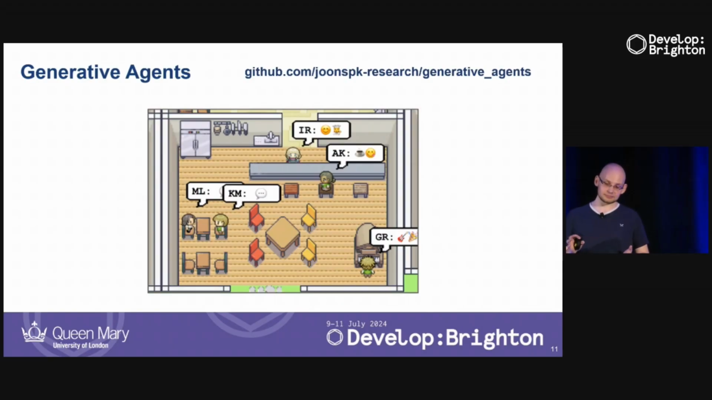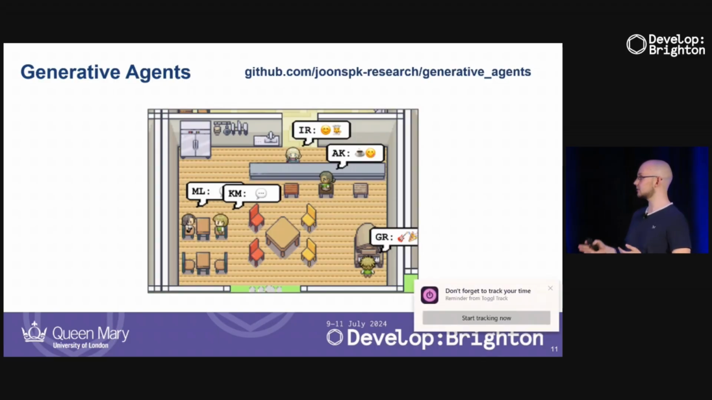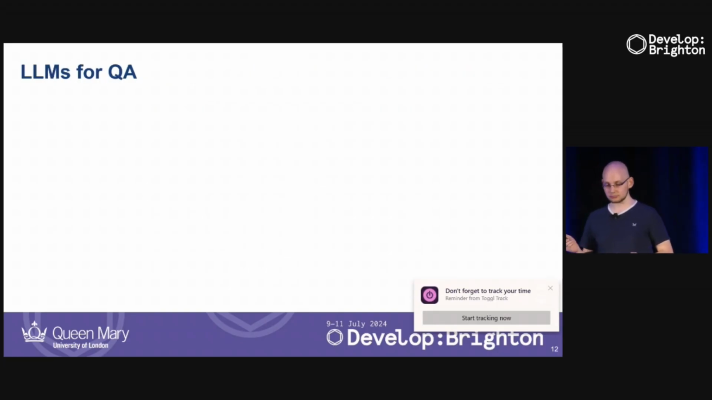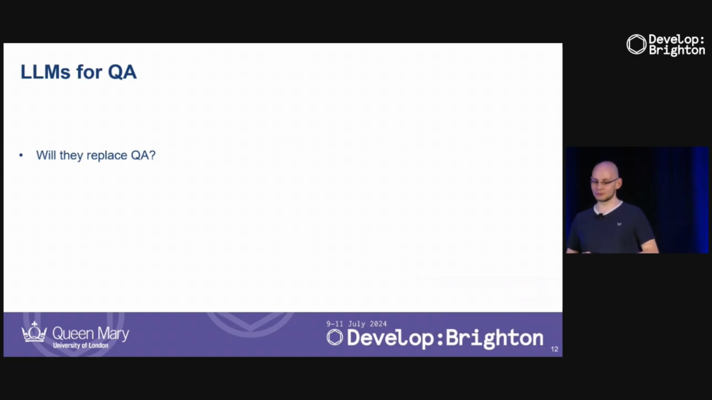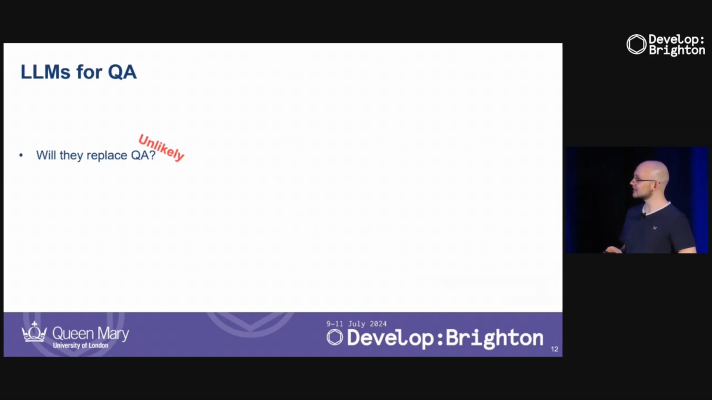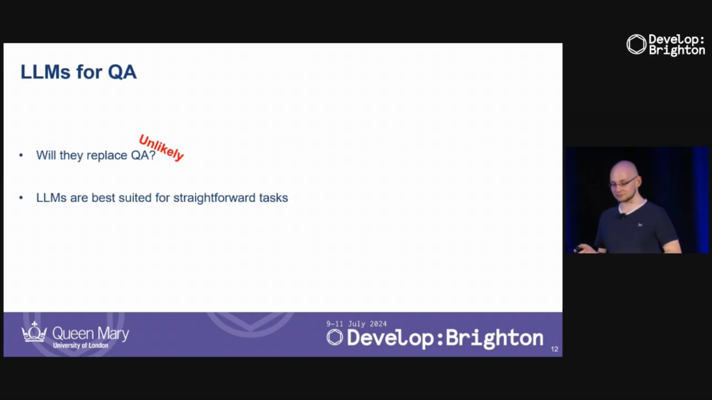Of course, this is not really playtesting. This is just an agent simulation using large language models, which in itself is quite interesting. But let's look at how we can actually playtest or quality assure, make sure that our game is of good quality. So, large language models for quality assurance. And maybe first, let's address the elephant in the room. Will large language model agents replace quality assurance? I think that's extremely unlikely. And let's talk about that.